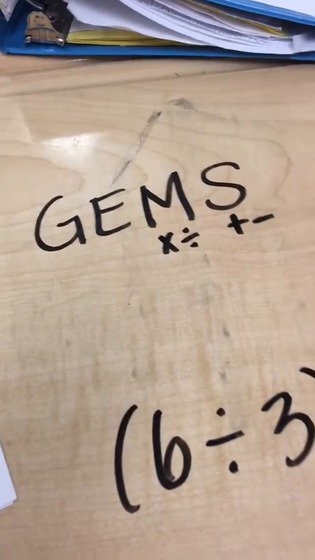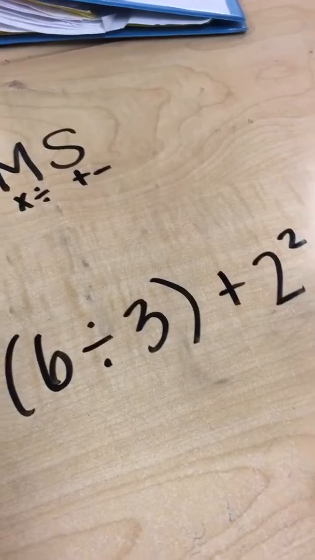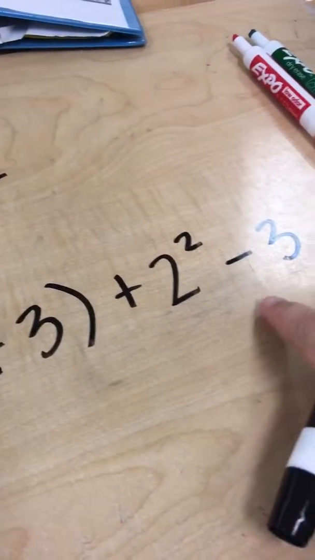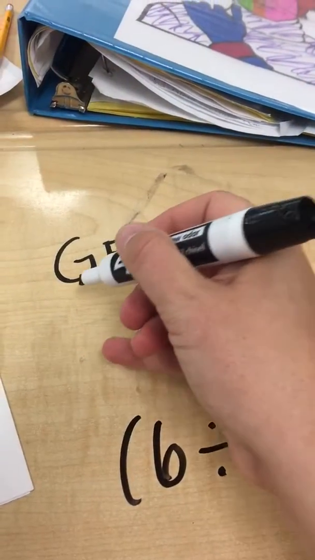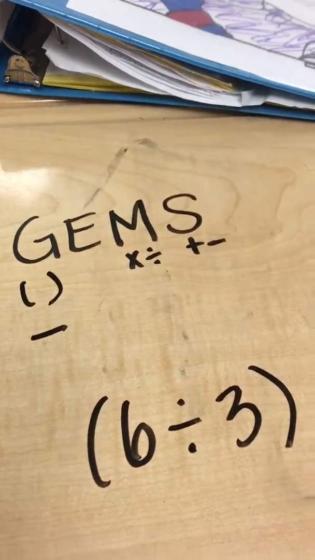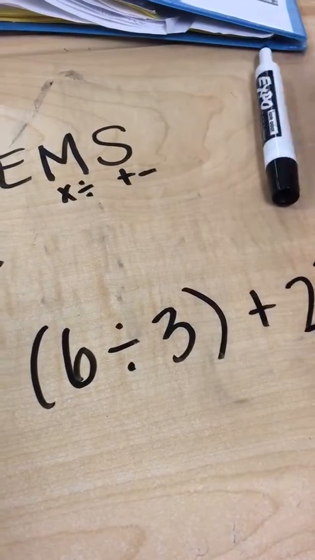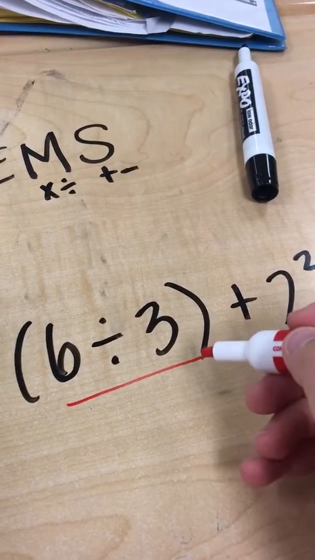Okay, another example involving order of operations is this one right here. 6 divided by 3, note the parentheses, plus 2 squared minus 3. Now, of course, if I look to the GEMS, I know that the G stands for any grouping symbols. So I'm going to look for grouping symbols, which I see right away in 6 divided by 3. So the first step in this problem is to solve for 6 divided by 3.